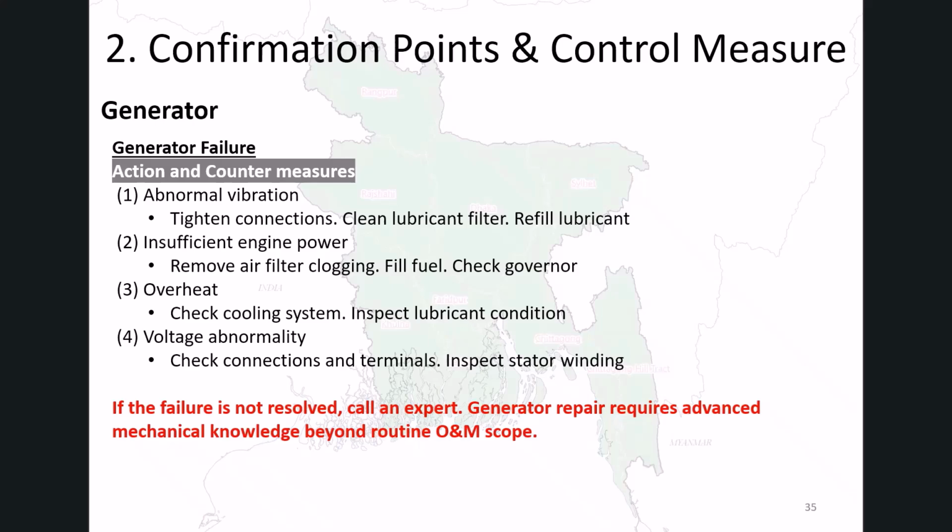Second, insufficient engine power. If engine power is insufficient, operators should first remove any air filter clogging and confirm that enough fuel is supplied. The governor should also be checked because governor malfunction may cause unstable engine speed and low power output. Proper fuel and air supply are essential for stable generator performance.